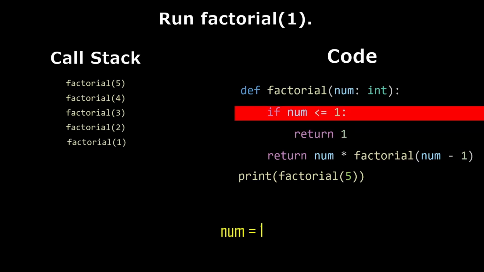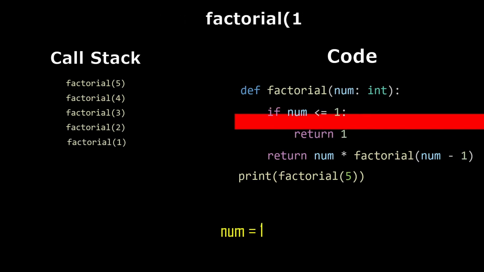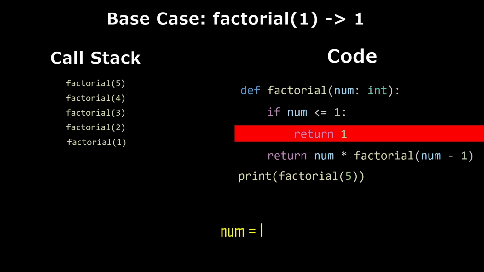So now we're at factorial of 1. Is 1 less than or equal to 1? Yes. So you return 1. This, ladies and gentlemen, is our base case. This is what ends the recursion. So now we have factorial of 1 equals 1. So we're going to do something called backtracking. So you see this call stack, right? Remember that it's basically bottom up when it comes to order. So we're going to backtrack. So we're going to go from factorial 1 all the way back to factorial 5.